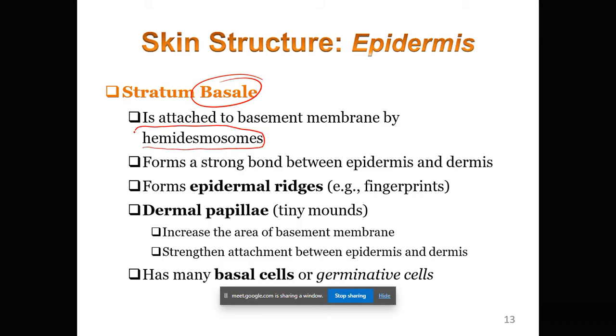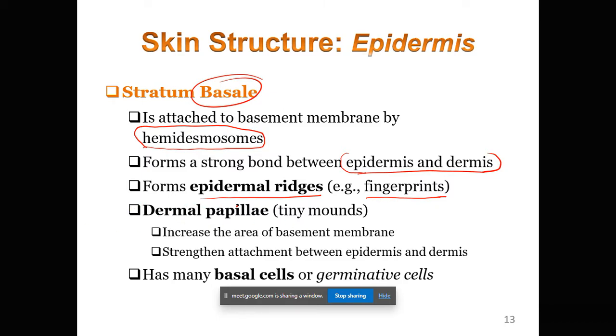So we have already studied about cell junctions. It forms a strong bond between the epidermis and the dermis. So it actually plays the function of holding the layers together, that is the epidermis to the dermis. Okay, so it forms the epidermal ridges, like fingerprint projections. So that is fingerprints.